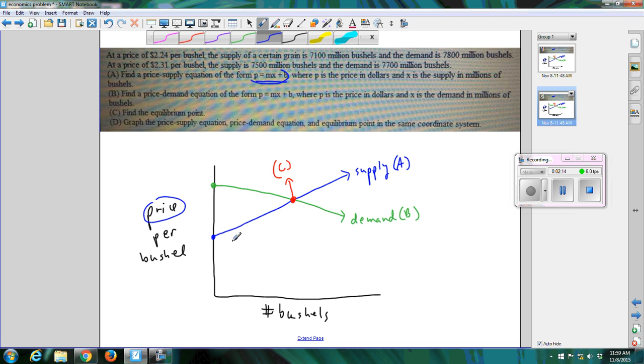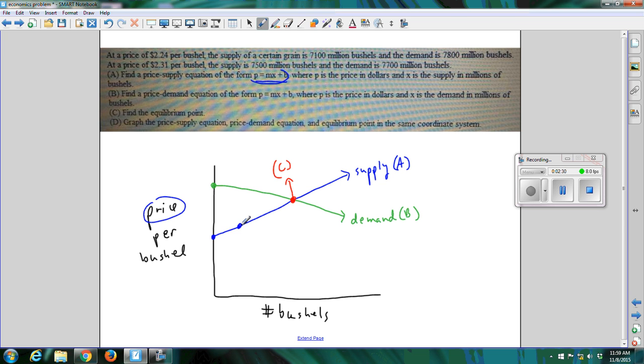Since it's a straight line, all you need to figure out what that line looks like, and therefore what its rule looks like, is 2 points. Any 2 points on that line is enough information. They've given us 2 points, in kind of a veiled way. They've said that when the supply is 7,100 million bushels, the price is $2.24. By the way, I'm not drawing this to scale. They've also said that when the supply is 7,500 million, the price goes up to $2.31 per bushel.